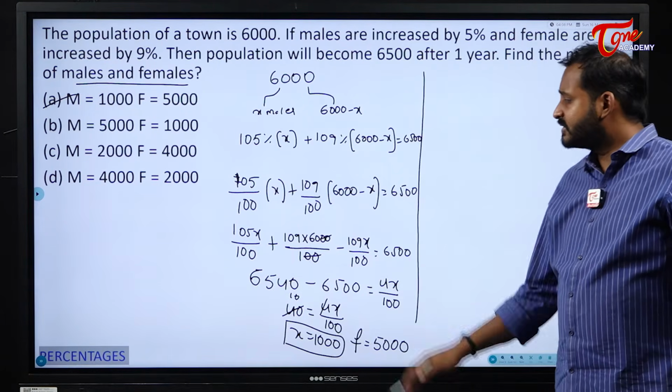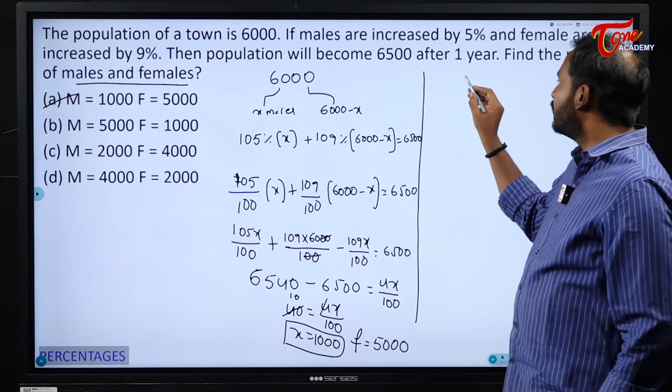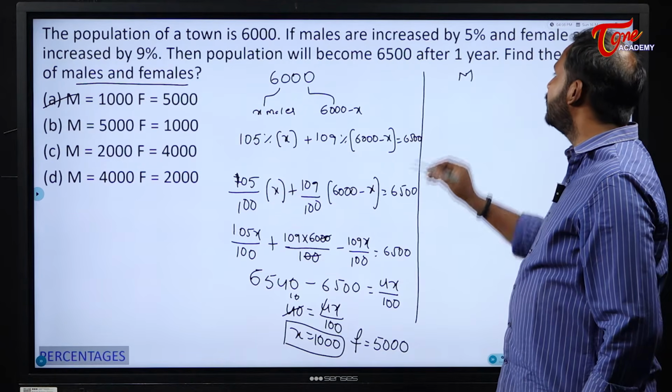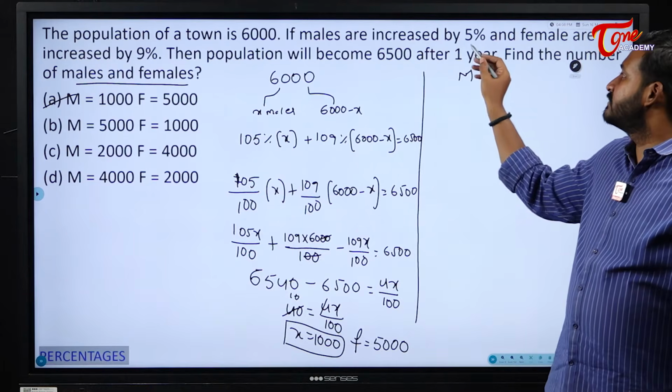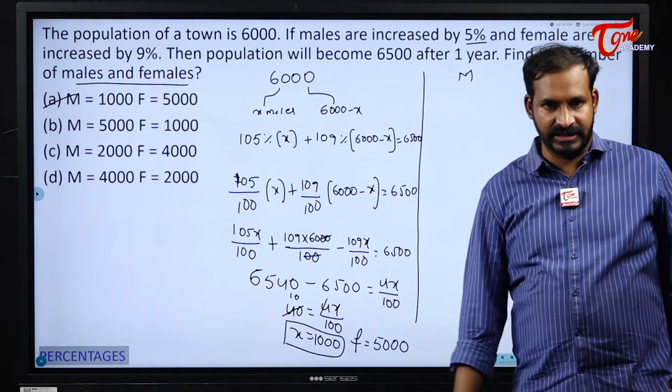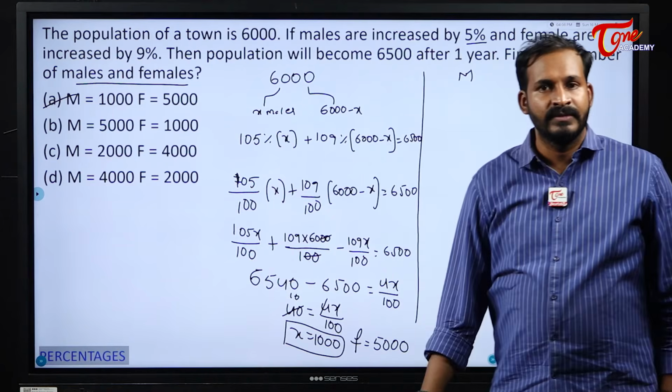Now, we will solve the same question with the help of the allegation rule. What I will assume is, if the village consists of only male persons, then males were increased by what percentage? 5%. So, what is 5% of 6,000?